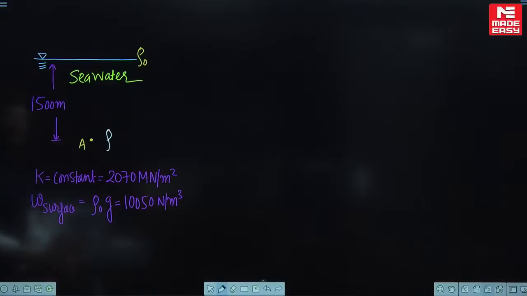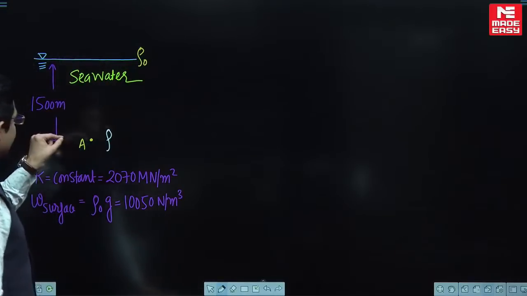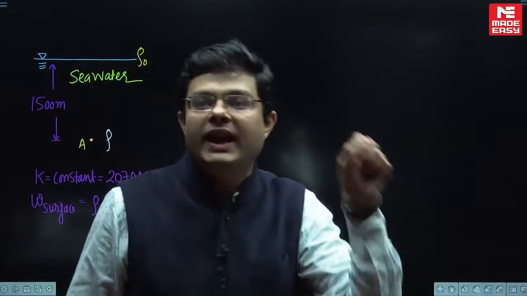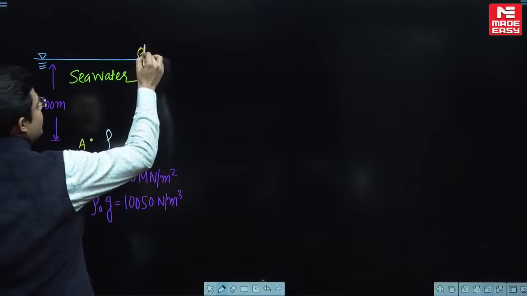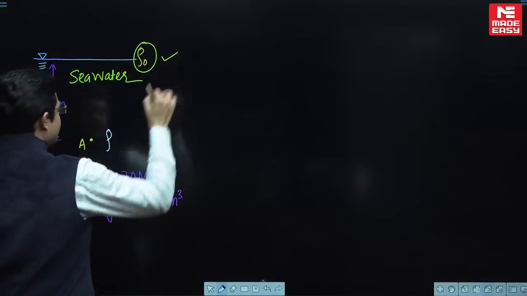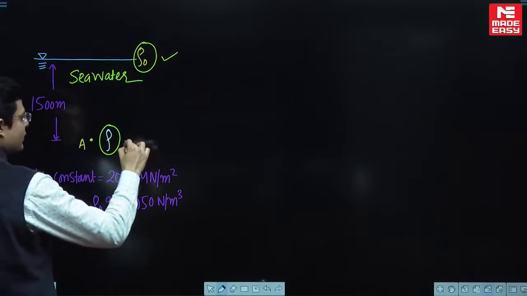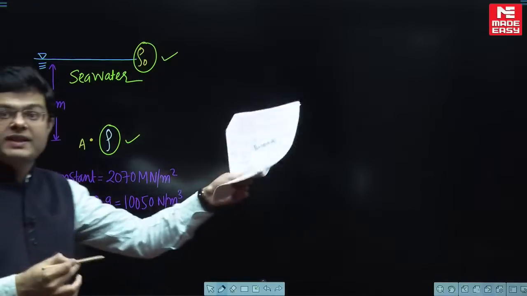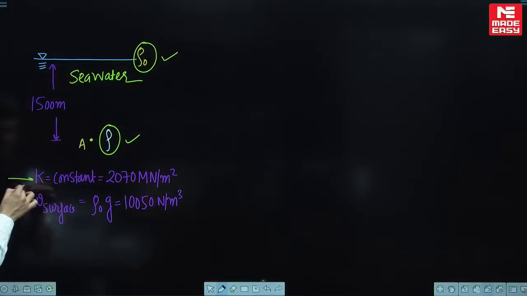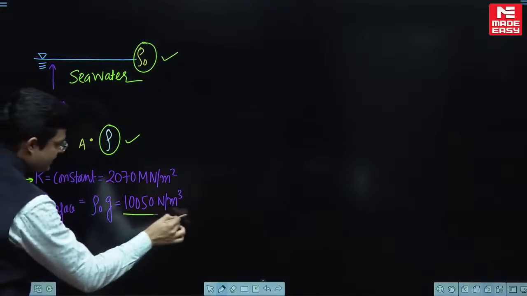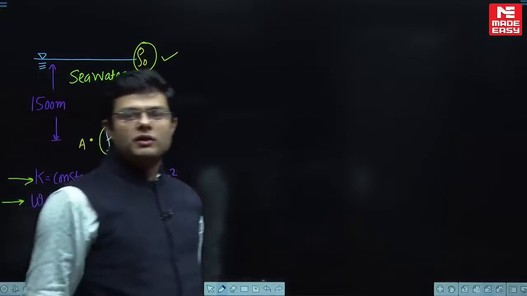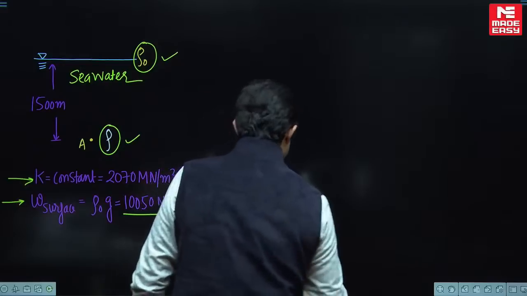Okay dear. So there is the sea water. You need to find at a depth of A, which is 1500 meter from the top. Let the density at the surface be rho naught and let the density at some point A be rho, because the density will change. Now it's a compressible fluid. Compressible means density changing, but the bulk modulus remains constant, and the specific weight at the surface, rho naught into g, is given in the problem. Now how to solve this particular problem? Let me give you some hint.